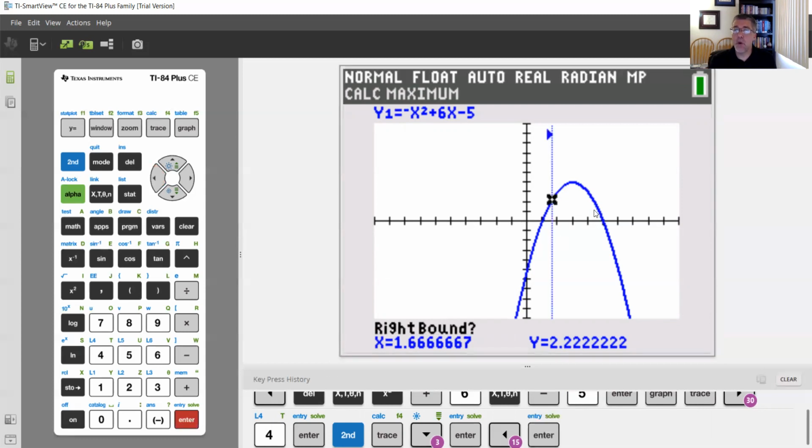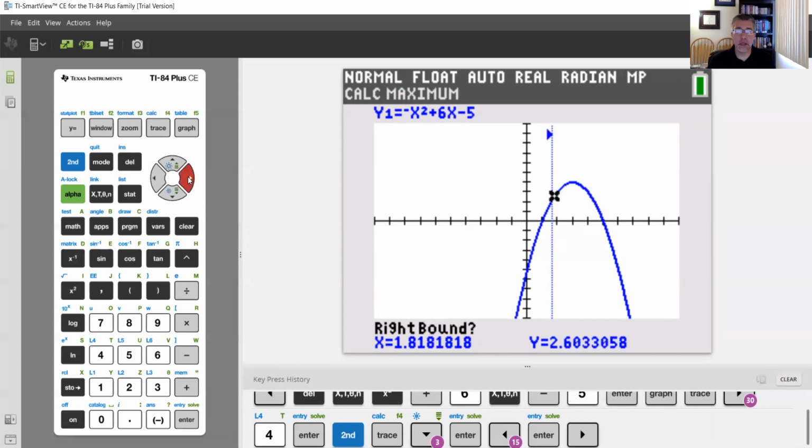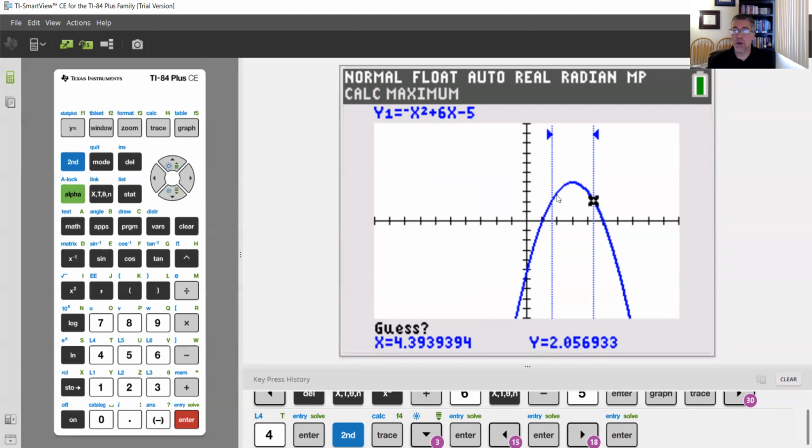And then it asks me, what's the right bound? I want a boundary so that the calculator knows how far to go past the maximum value and what interval I am looking at for this maximum value. So I'm going to arrow to the right and get a boundary for where the calculator needs to look. I'm going to hit enter, and that gives me a region of where I want the calculator to look for this maximum value. So I'm going to hit the enter key.